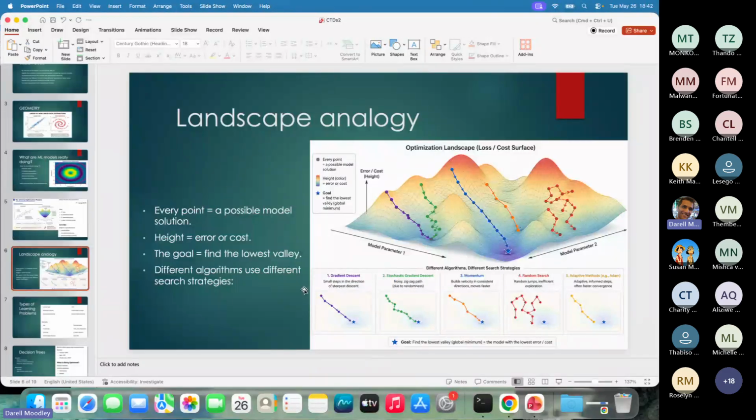Each of them have pros and cons, but we won't go into that. But all you need to know for now is that when we talk about gradient descent and stochastic gradient descent, etc., they're just different ways of optimizing your machine learning model, right?